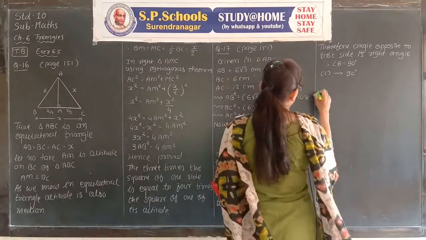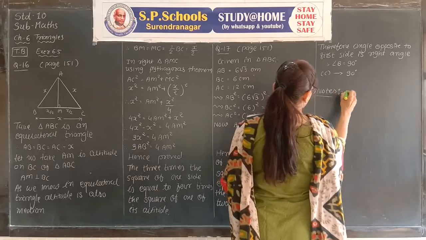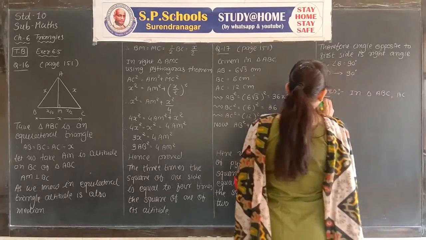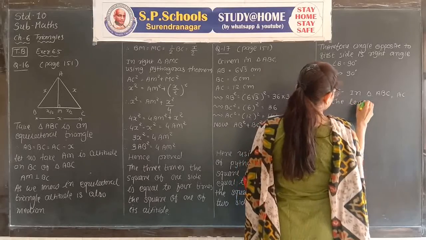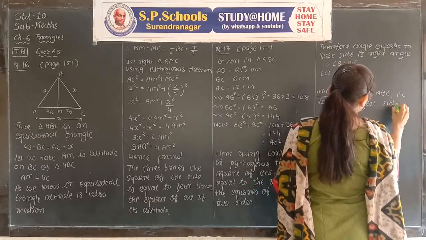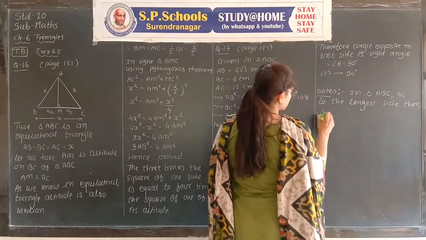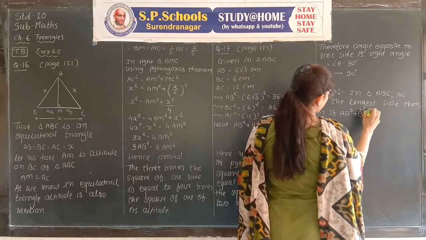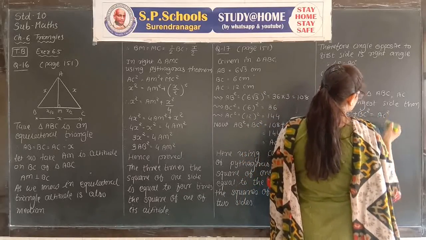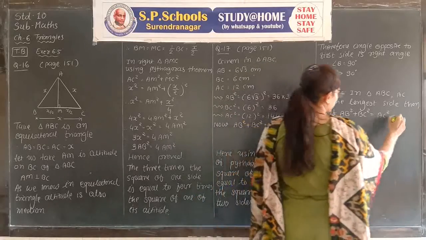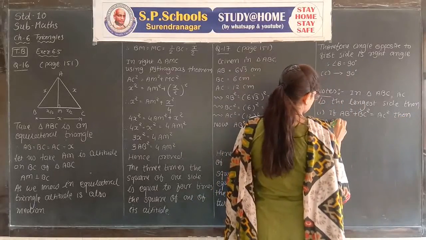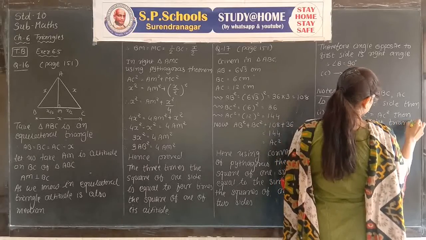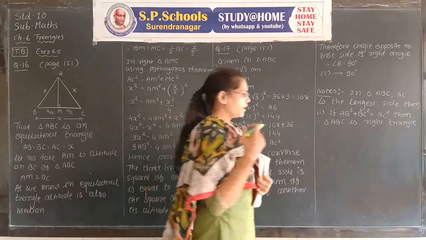Keep in mind three points. In triangle ABC, AC is the longest side. First, if AB square plus BC square is equal to AC square, then triangle ABC is a right triangle. It is mentioned in the practice workbook.